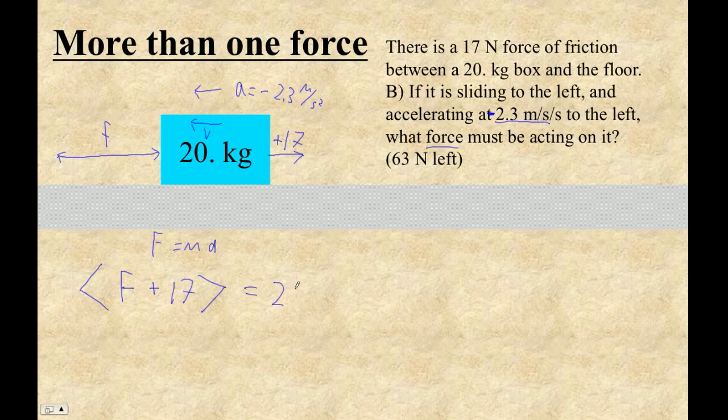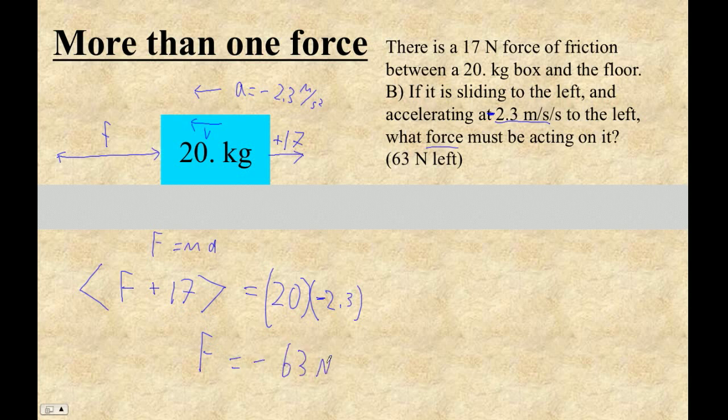And then that equals 20 times, and this acceleration is to the left, negative 2.3. Now we're set. We're going to go this times this, and then we're actually going to subtract the 17. So we go 20 times negative 2.3. I get negative 46, plus negative 17, and I get negative 63. So the force is equal to negative 63.